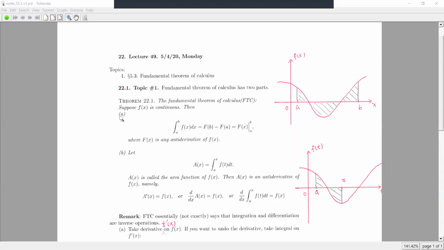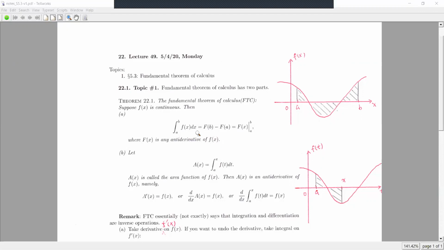Now, part A says that to compute this integral, we just need to evaluate capital F at the point B minus capital F at the point A. For this difference, we have a shorthand notation. What is capital F? Capital F is any antiderivative of function f.